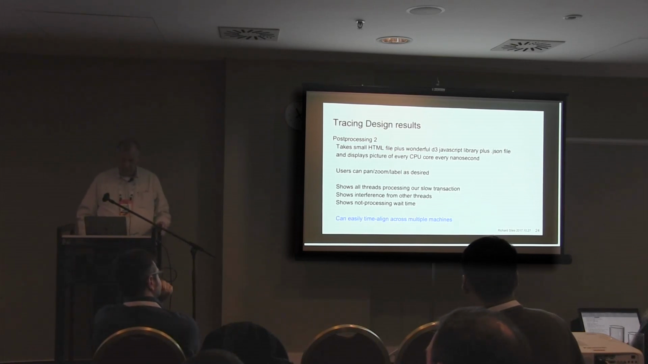This is enough information to show all the threads that are processing one of our slow transactions. It shows all the interference from other threads. There is no other interference possible. There's nothing else happening on the machine that isn't in the trace.